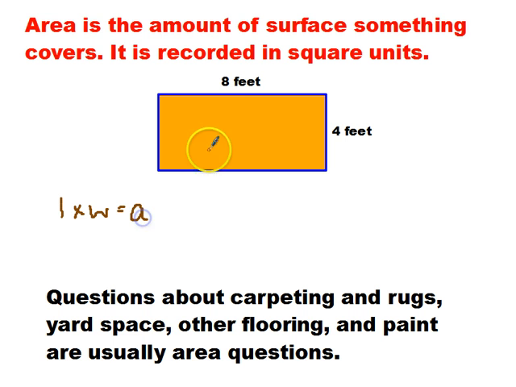Now remember, it can't be this times that, because that's length times length. Length times width means the side that's touching the other side. So in this case, 8 times 4 equals 32. Now remember, we're going to record it in square feet. Why? Because I multiplied 8 times 4, but I also multiplied feet times feet. So you know your exponents, something times itself is squared. So that's why it's square feet.